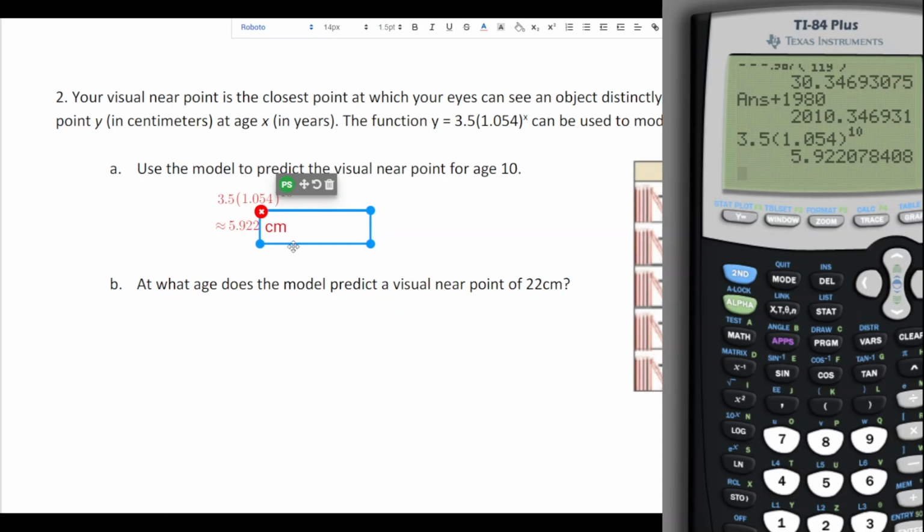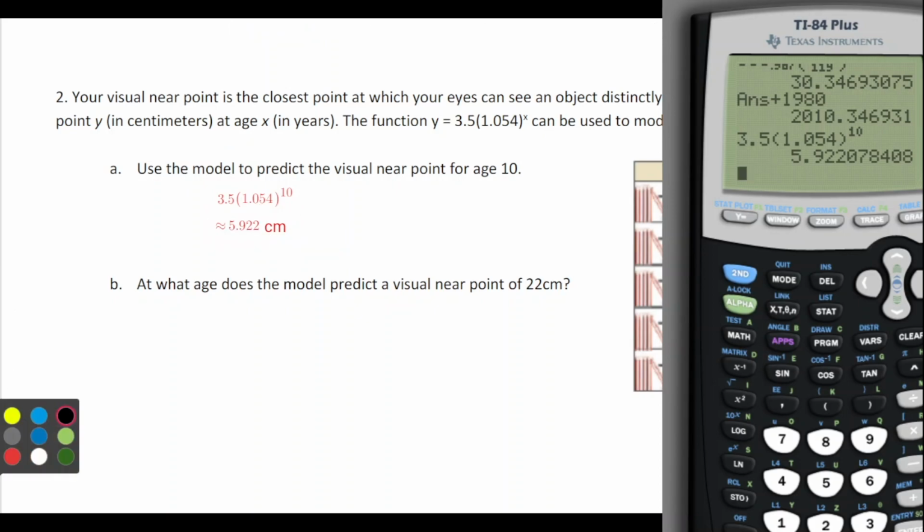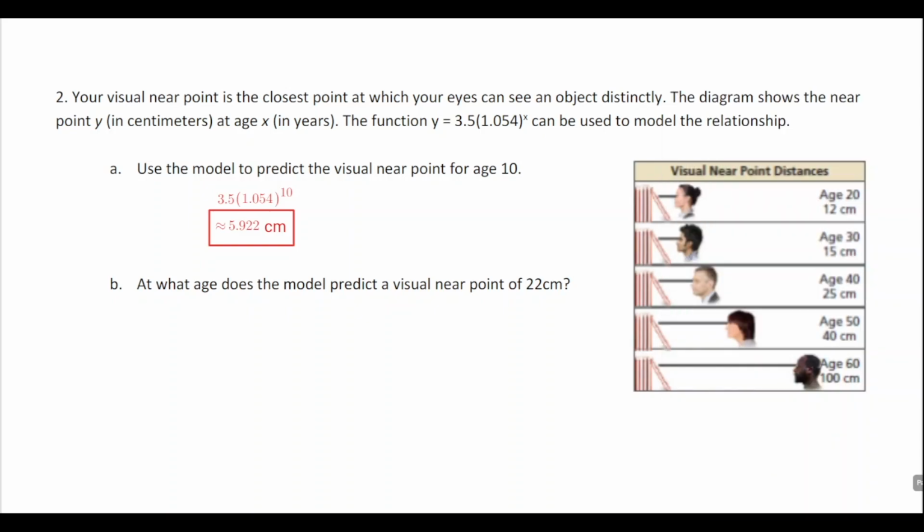It says, at what age does the model predict a visual near point of 22 centimeters? So just by looking at the chart over here, 22 centimeters looks like it's going to be in between ages 30 and 40. Let's get rid of this real quick. Because at age 30 it's at 15 and at age 40 it's at 25. So if I had to guess, it's somewhere like 37, 38, something like that.